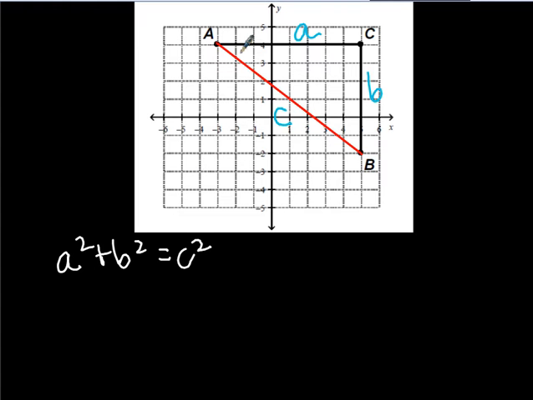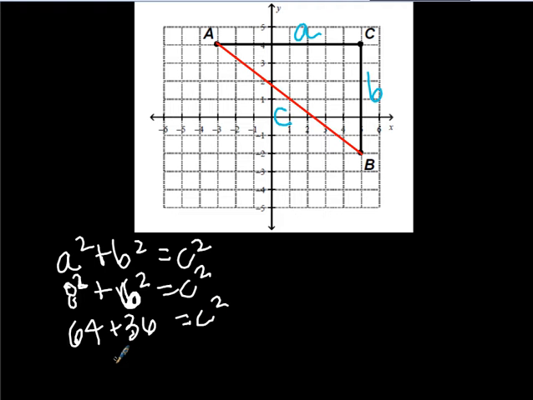would just find the distance of A, which would be 1, 2, 3, 4, 5, 6, 7, 8, which is nice and easy to calculate because it's just a horizontal line. And then I plug in B, which would be 1, 2, 3, 4, 5, 6. That is a 6, not a B. Equals C squared, so I get 64 plus 36 equals C squared, 100. And the way we undo squaring is by taking the square root of both sides. Therefore, we get that our hypotenuse is 10.